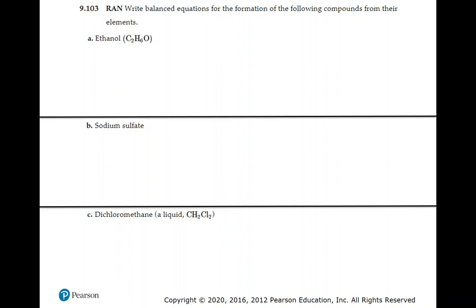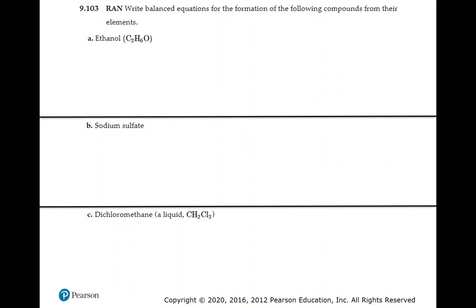This is problem 103 out of the end of chapter 9 in your book, and it gives us three compounds and asks us to write balanced equations for the formation of the following compounds from their elements. So in other words, to write out the chemical reaction that corresponds to the heat of formation of the compound.